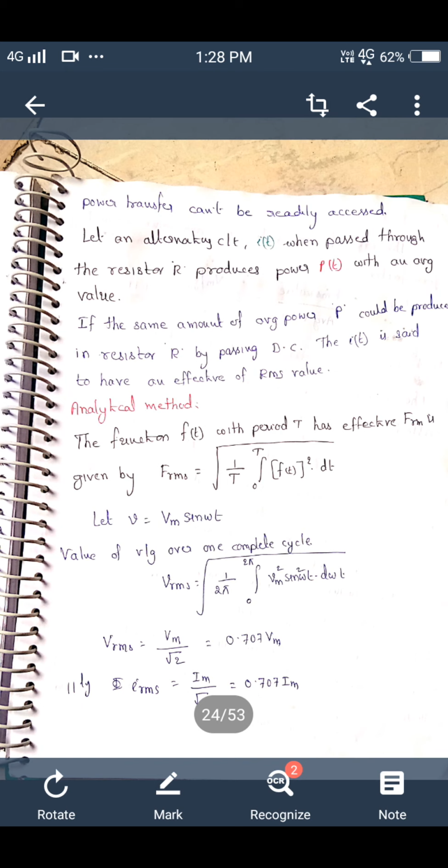See the basic definition. What is mean value? 1 by T integral 0 to T f of t dt. Then we place the square root, and the square of the variable, f of t squared, is used. Now we assume the voltage source as reference. So for one cycle, VRMS is equal to the square root of 1 by 2 pi integral 0 to 2 pi Vm squared sin squared omega t d omega t. If you simplify this expression, you get VRMS as V maximum by root 2. Similarly, IRMS is equal to I maximum by root 2.